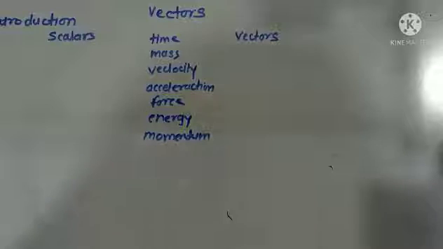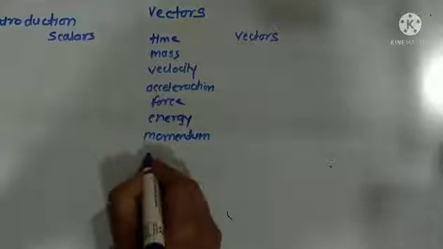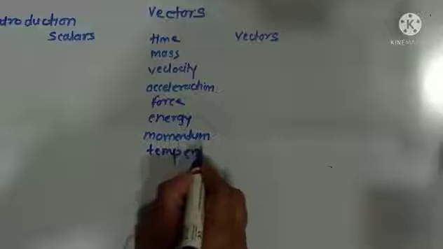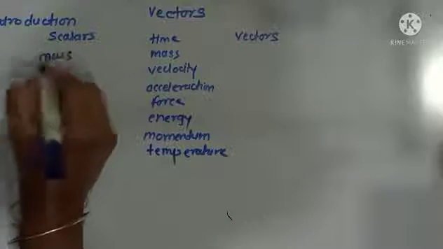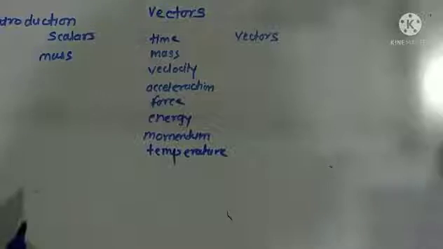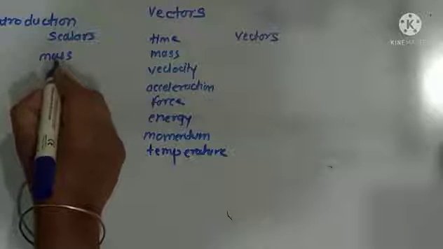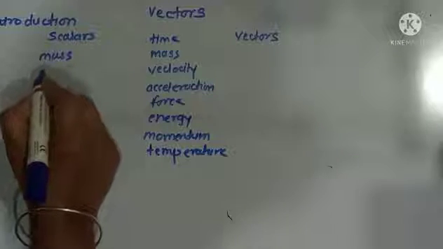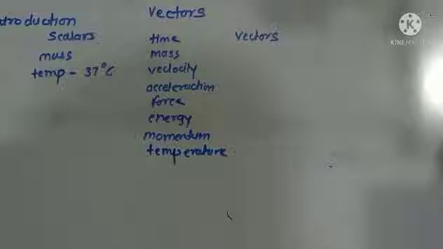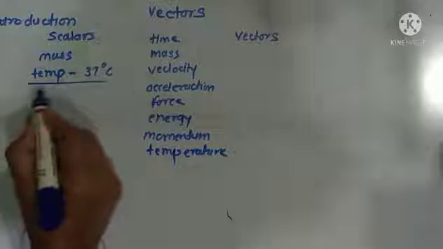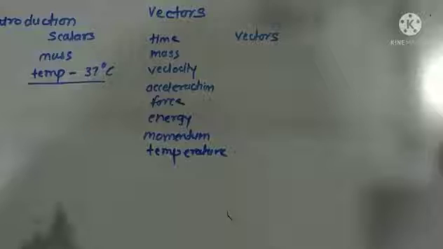The quantities which require only magnitude for their complete specification are called scalars. For example, if I am taking the example of mass, suppose this is a mass, I can just tell that this much is my mass. Or when I want to state the temperature of my body, I will say that I have a temperature of 37 degrees Celsius. I don't need to explain the direction of my body temperature. I won't say that the temperature is 37 degrees Celsius in the east direction.